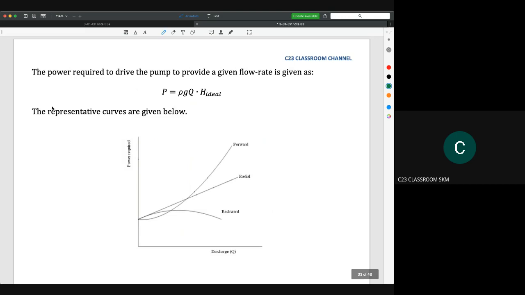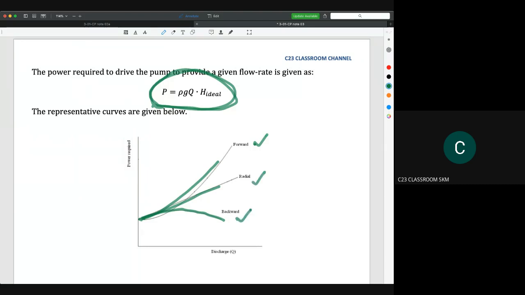Okay, and then this is the idea of the calculation of power. So power is rho g Q H. Okay, please remember this one. And then if you draw a graph for this, you will find that it gives the idea. This is the forward, then the radial, and this is the backward. If you see all these graphs, the sequence is almost the same. The forward will increase, the radial is something like this, and the backward. So if you increase the discharge, maybe the power required is actually lower.